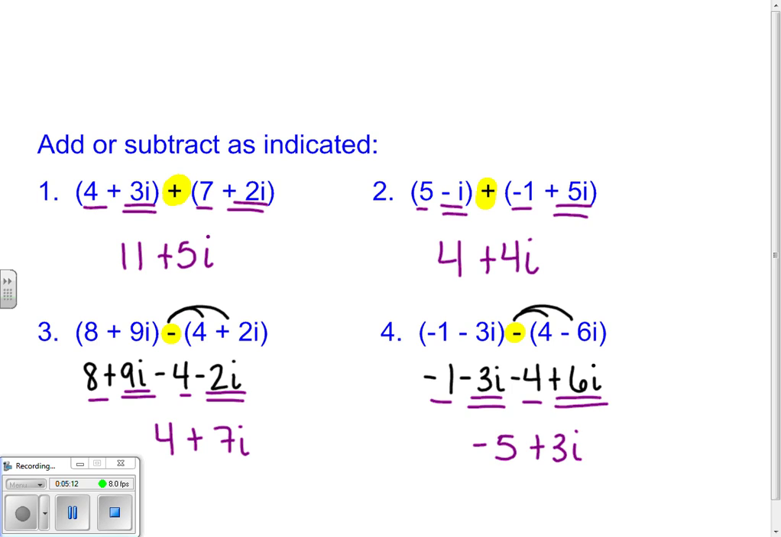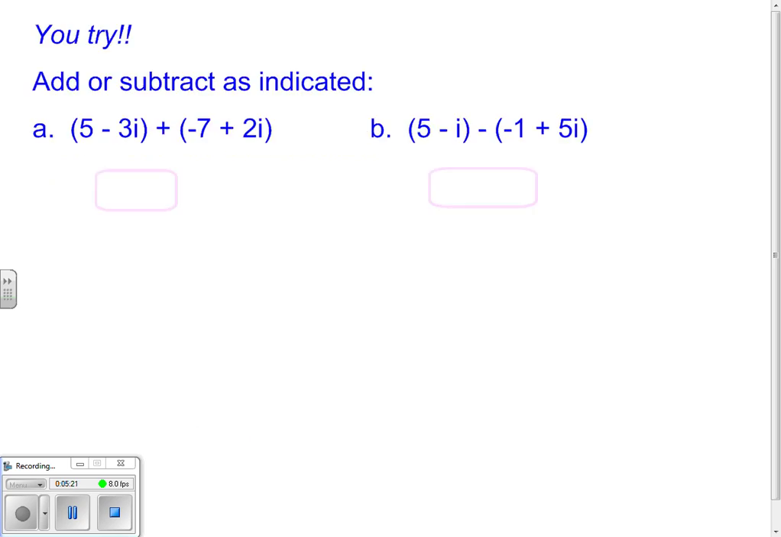If you're adding, just combine. If they're asking you to subtract complex numbers, you have to distribute the negative before you can combine imaginaries and reals separately. Pause the video to complete the u-triads.